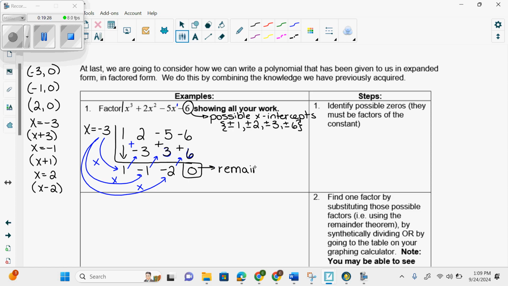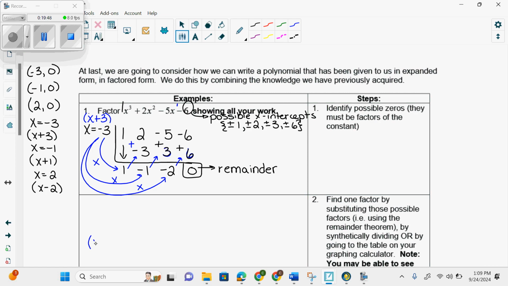And you're in trouble if, when you're doing synthetic division, that does not come out as a 0. Because we're trying to find the factors, right? And when you find factors, the remainder is 0. We agree? So one of my factors comes from up here. So this x equals negative 3. The factor was x plus 3. So that's one of my factors. I'm going to write it down here so I don't forget about it.